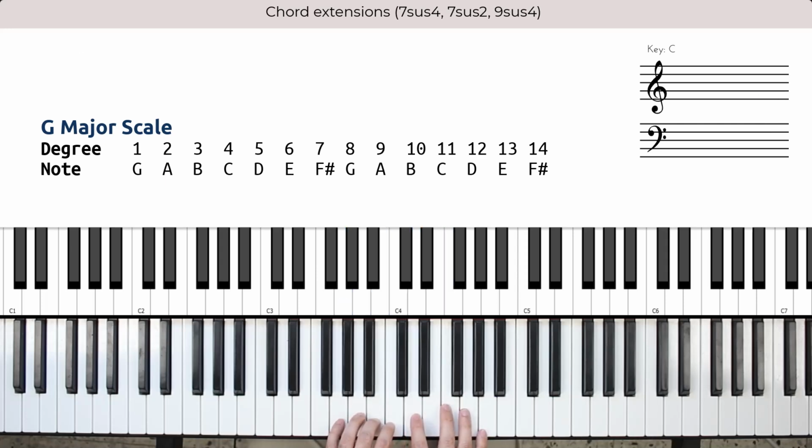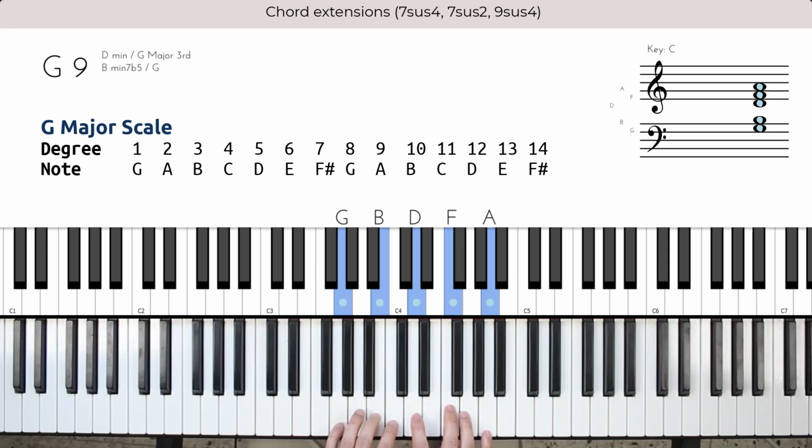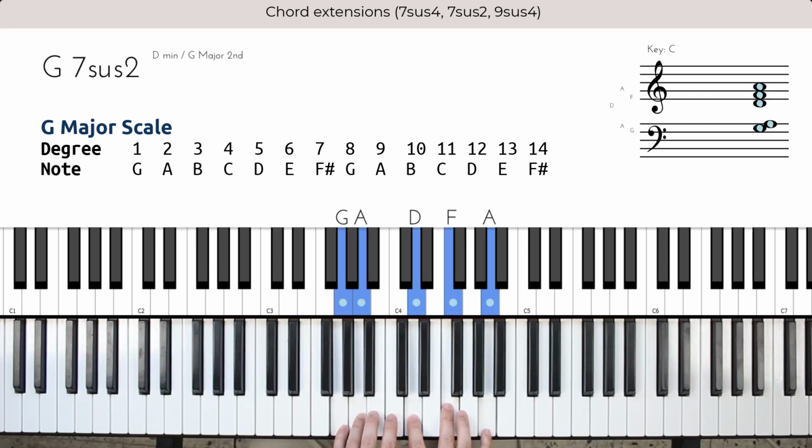We can take a G9 and sus it. So G9 sus4 or a G9 sus2. Now, the G9 sus2, really, if you look at this, the 9 is the same as the 2, so we can omit the 9 and realize that we are really playing a G7 sus2.